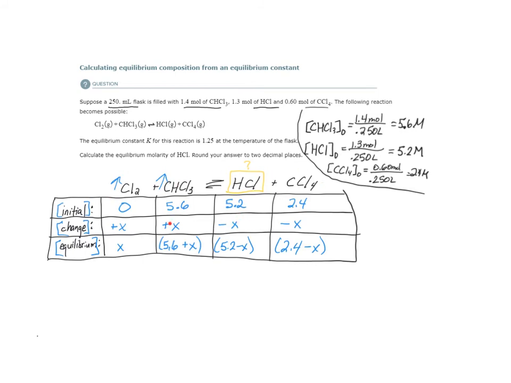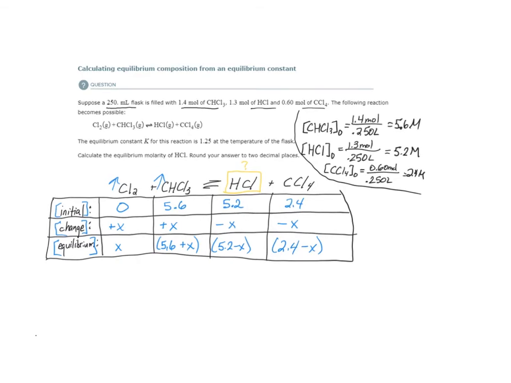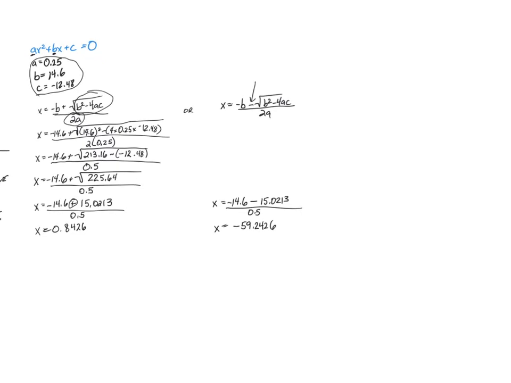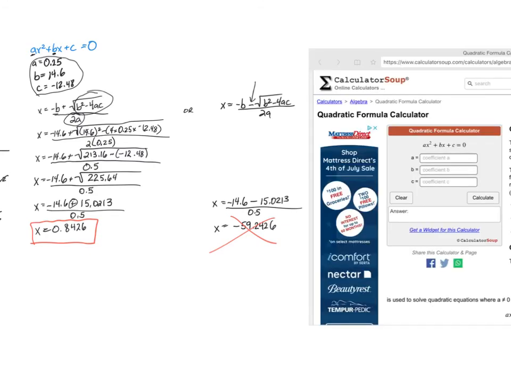Well, let's look at the other way. The concentration of Cl2 is going to increase by plus X, and if X is negative 59, then that means the concentration of Cl2 would be negative 59 molar. It just doesn't make sense, okay? So that is obviously the impossible answer. If we go here, we immediately know that is the one that's impossible, and the correct value for X will be 0.8426.